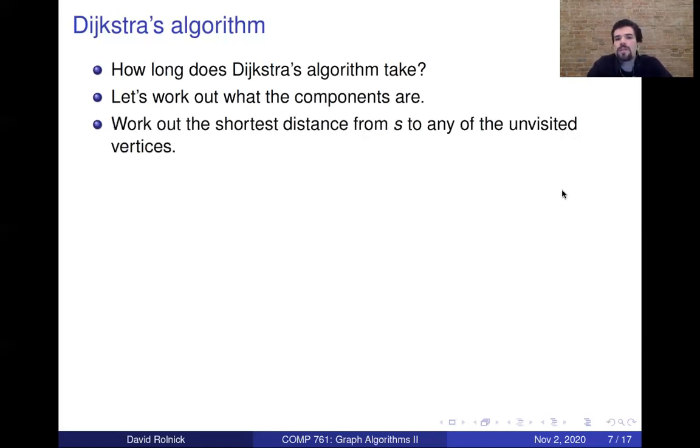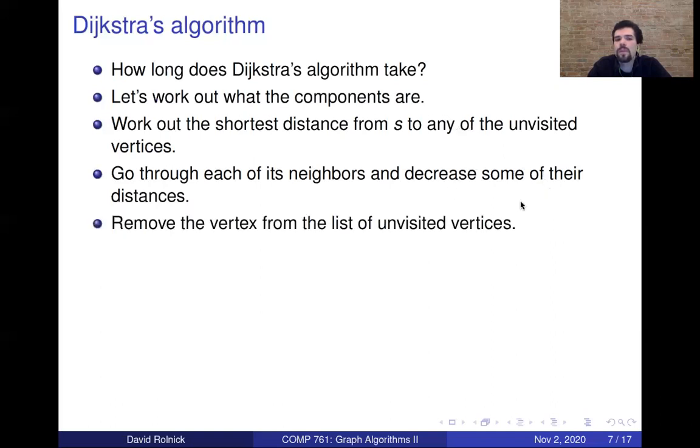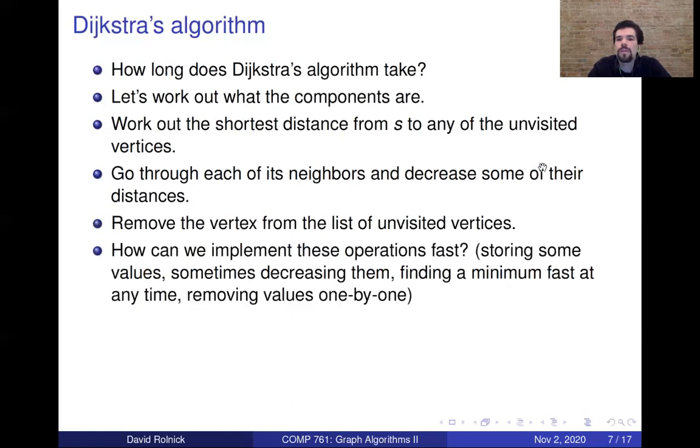We have to work out the shortest distance from S to any of the unvisited vertices. We have to go through each of its neighbors and decrease some of their distances. And we have to remove a vertex from a list of unvisited vertices. How can we do this? Is there a good way of doing this? Bringing out the shortest distance, storing some values, sometimes decreasing them, finding a minimum fast, and removing values one by one. Is there a good way to do all those things?